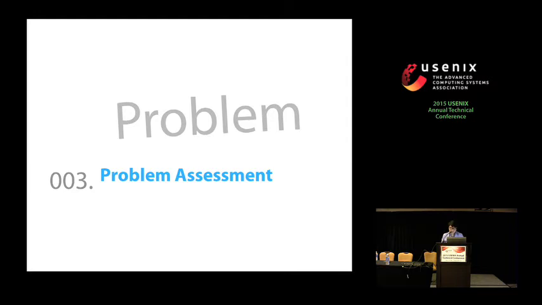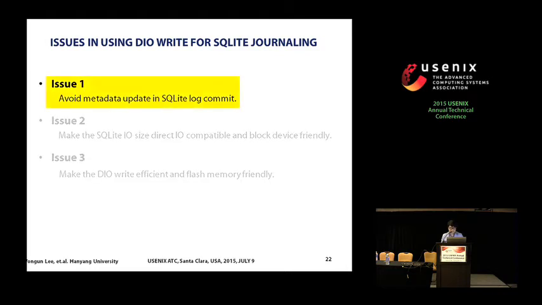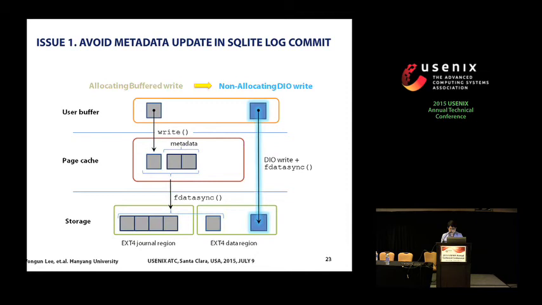Using direct I/O write in SQLite WAL commit is a great idea, but it's not all that simple. While trying to use a direct I/O based WAL mode in SQLite, we faced three issues. First, we have to avoid the metadata update in SQLite WAL commit. The log commit operation in SQLite uses allocating buffered write. In order to avoid updating metadata in the commit operation, we need to make it a non-allocating direct I/O write.